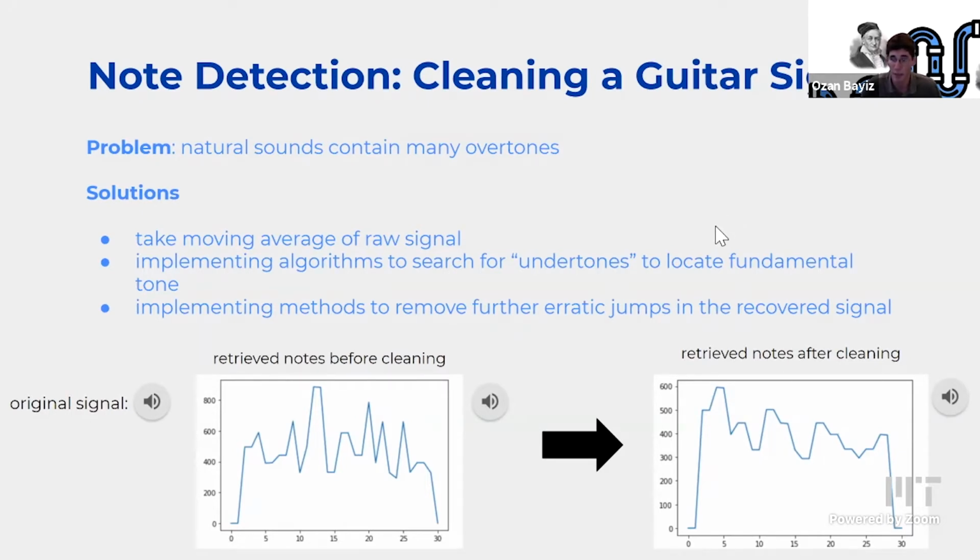However, natural sounds contain many overtones. I approached this issue with three solutions. First, I took the moving average of the raw data signal, which smoothed out some of the roughness from the recording. Then I implemented algorithms which would search for undertones below a located frequency, in case the frequency that the program had detected was itself an overtone. I also implemented further methods to remove erratic jumps in the recovered signal, which occurred due to imperfections within the original sample. Here is an example with a guitar clip.